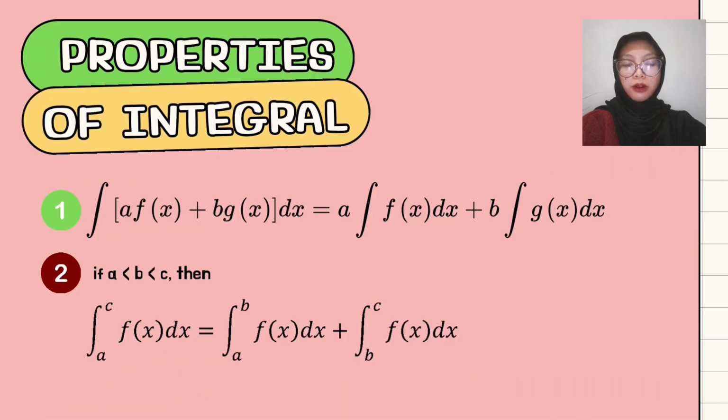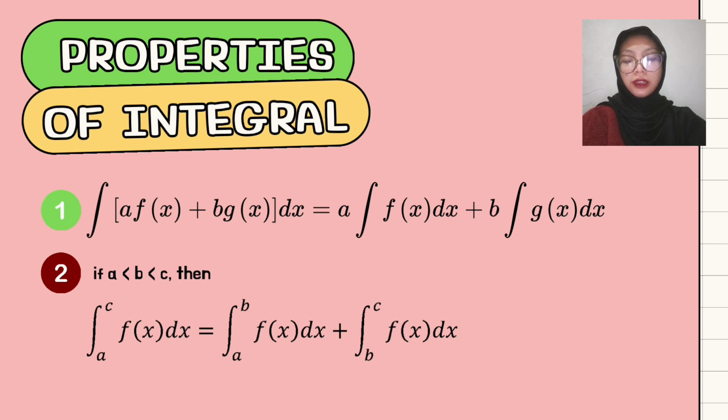Let's learn some basic properties of integral. Property number 1. The integral of a sum of two functions multiplied by constants: integral of a times f(x) plus b times g(x) dx equals a times integral f(x) dx plus b times integral g(x) dx. This property tells us that integration is linear, meaning we can split the sum and factor out constants.